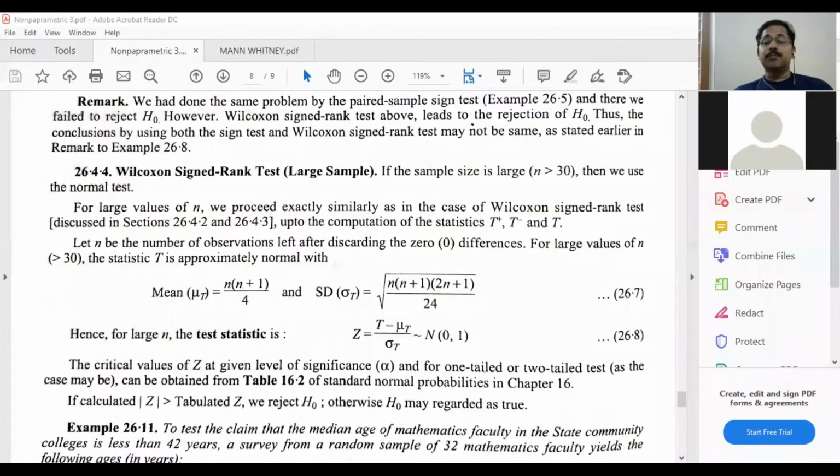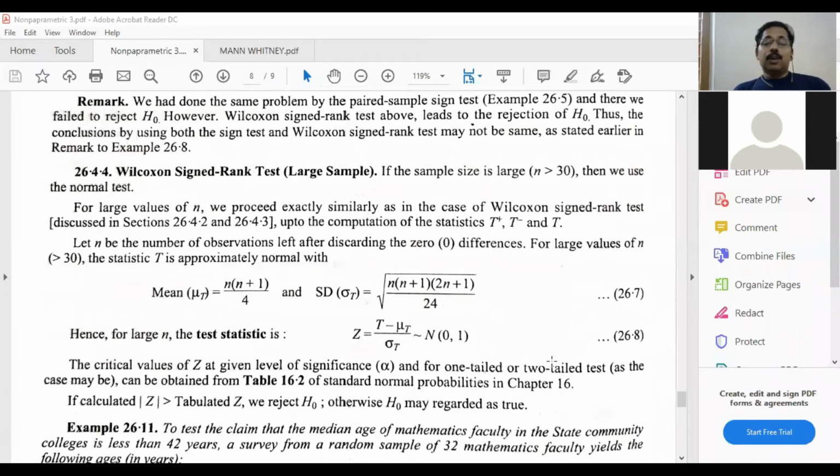Our discussion today is on the Wilcoxon sign rank test for large samples. How do we use this test in situations where large samples occur? If the sample size is more than 30, that is the conventional technique we follow in testing of hypothesis, then we use the normal test. We assume that the normality assumption holds.